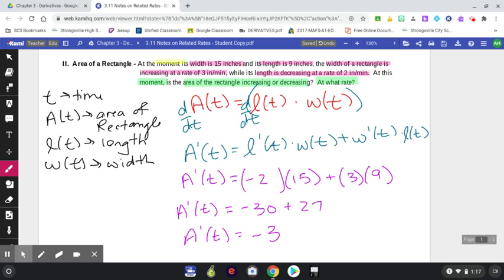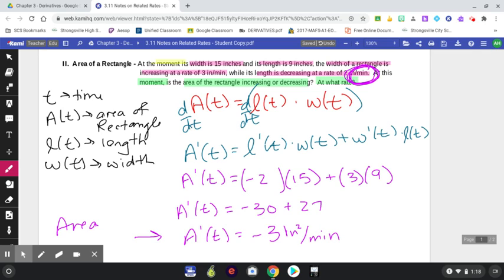Now, I should always go back and put a label. And remember, when you're talking about these labels, I'm given inches per minute. Hopefully you can see I'm circling that here. But I'm asked about area. And when you're asked about area, the label on area is units squared. So I actually have inches squared per minute.